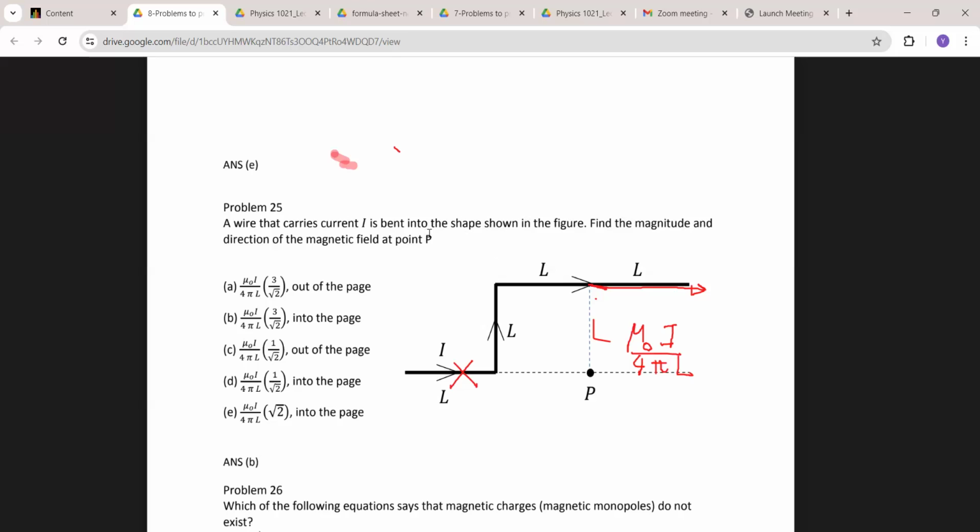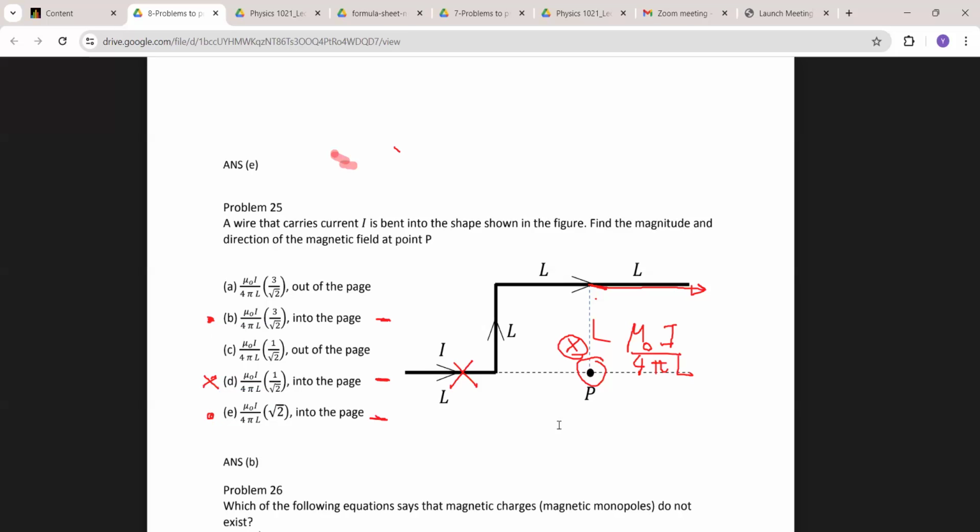We're not given values. But at least from the point of view, whether it is outside or inside, it is inside the screen. The magnetic field is into the page. So the answer should be one of these three, and it should be greater than the value mu naught I over 4 pi L, which is from this semi-infinite line. So the answer is between B and E.